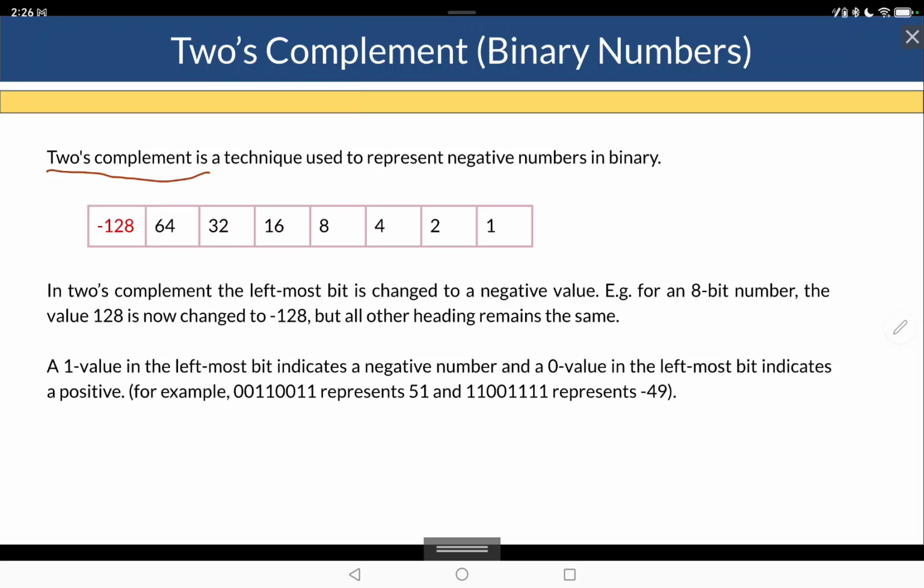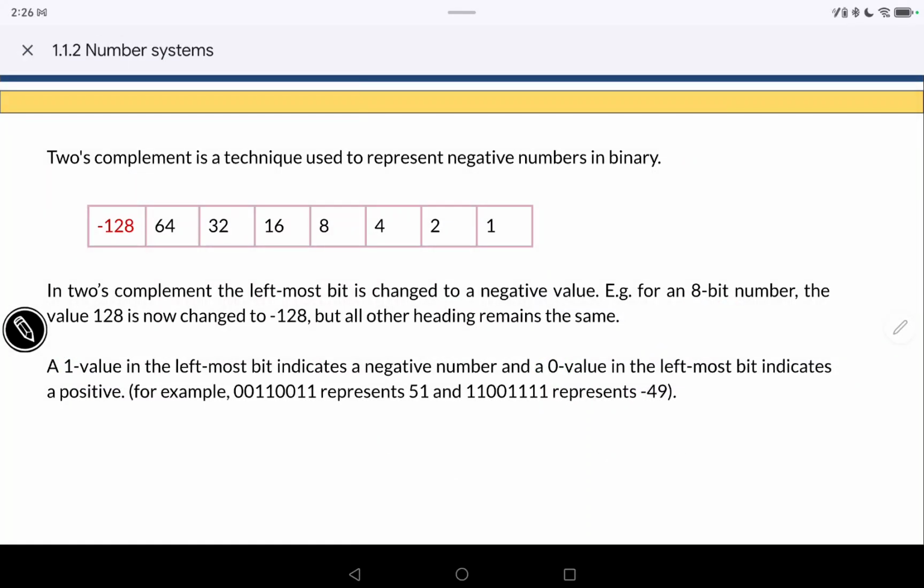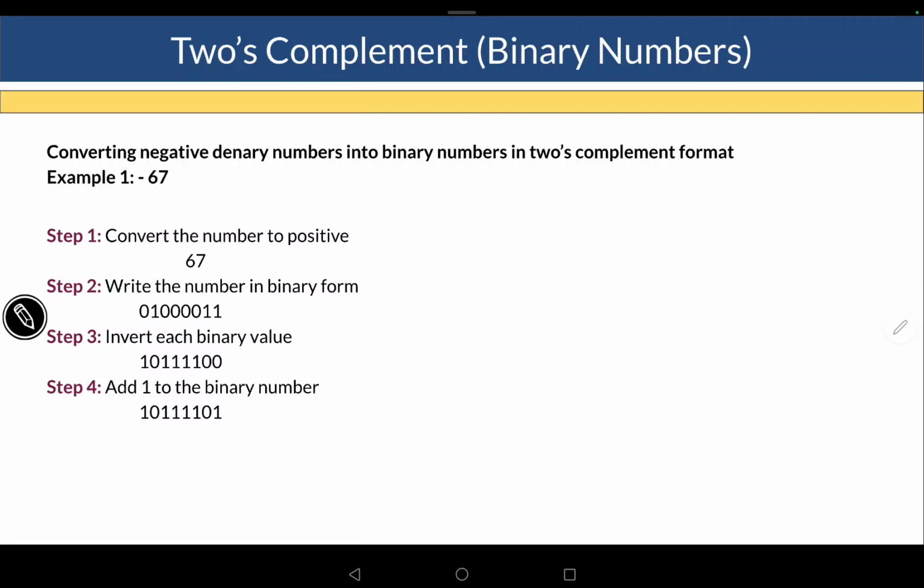The only difference is with the heading value: the heading value 128 needs to change. So 128 needs to change to negative. This is for an 8-bit number. Now, how do you identify a negative number? A negative number will start with the value 1, and a positive will start with the value 0. So that's how you identify negative and positive in 2's complement. Let's take an example.